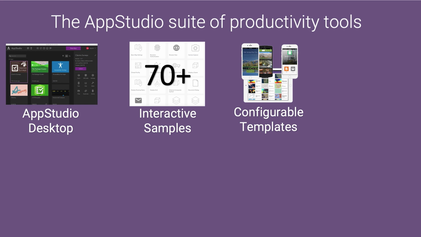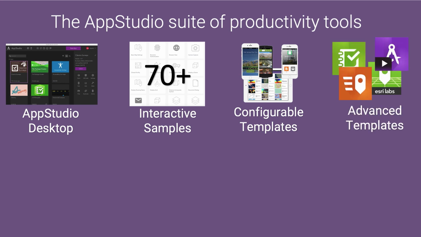AppStudio comes with configurable app templates. These require no coding. Simply configure the templates with your data, branding, and custom images to create your own apps. AppStudio also comes with a number of advanced templates, such as Survey 123 and Quick Capture. You can brand these as your own, or if you have more advanced skills, you can customize and extend the code of these templates.